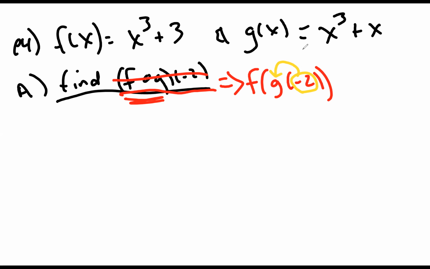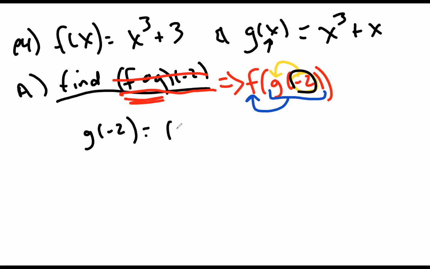That's going to give me some value. I don't know what, but once I get it, I'm going to take that whole value and put it into F. So why don't we try that and see what happens? I'm going to take the number -2 and put it into G. So I'm going to have G of -2, and that's going to be -2 to the third plus -2.